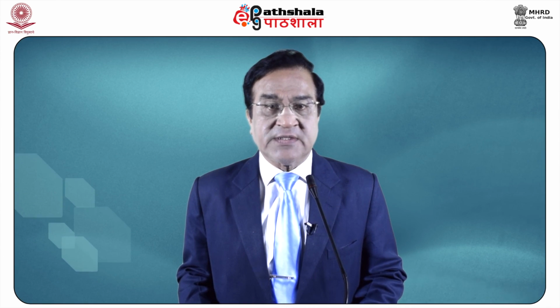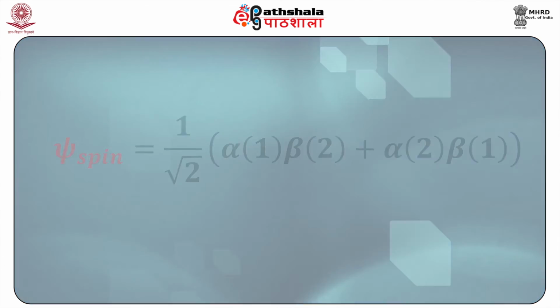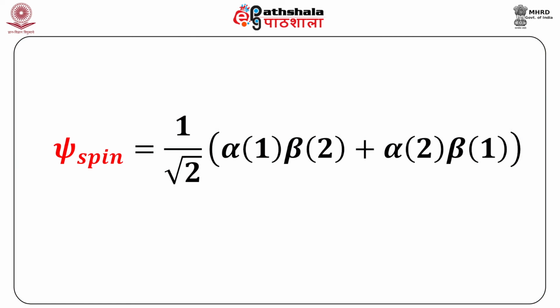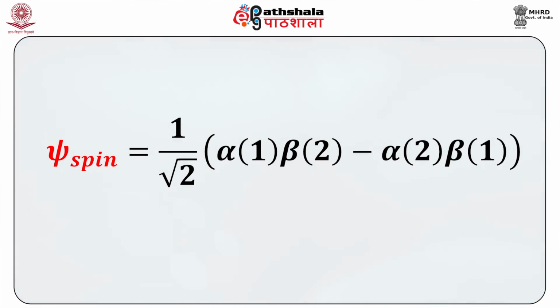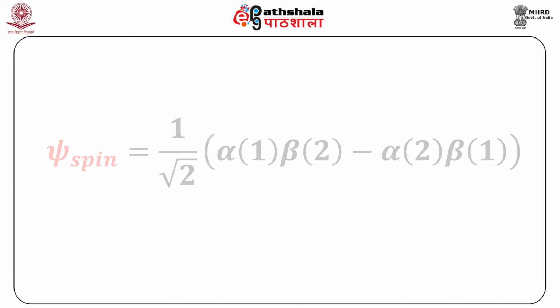Therefore, one possible combination is alpha 1, beta 2 plus alpha 2, beta 1. With respect to the exchange of electrons, you can see it is the same, and it is symmetric. On the other hand, we can have another combination, as given here, 1 upon under root 2 times alpha 1 beta 2 minus alpha 2 beta 1. But since there is a minus, if you now interchange electrons 1 and 2, it becomes antisymmetric.